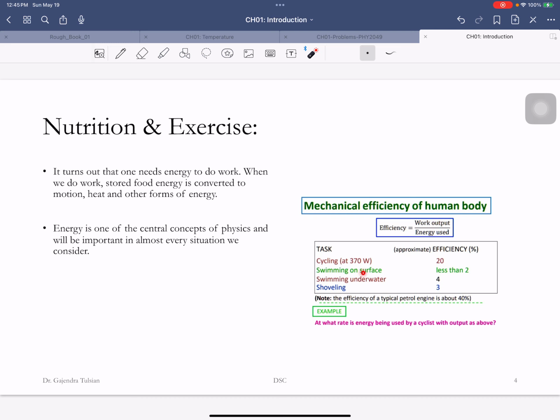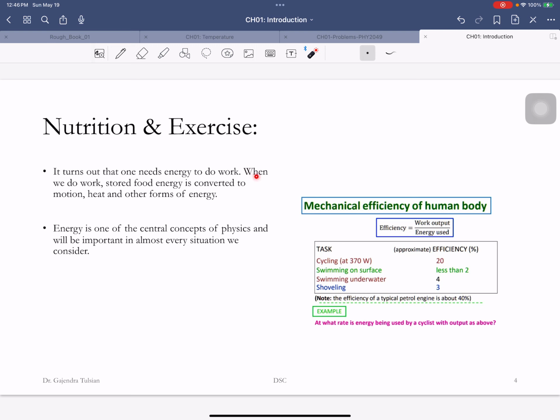You can see that swimming on the surface is less than 2% efficient. Swimming underwater is 4% efficient. So that's why you see when swimmers do jump off the starting board, they try to be underwater as much as possible before they have to come up to the surface. Okay, so shoveling is only 3% efficient. Anyway, so energy is a central concept in physics, and we'll try and understand that and see how it's important in every situation we consider.